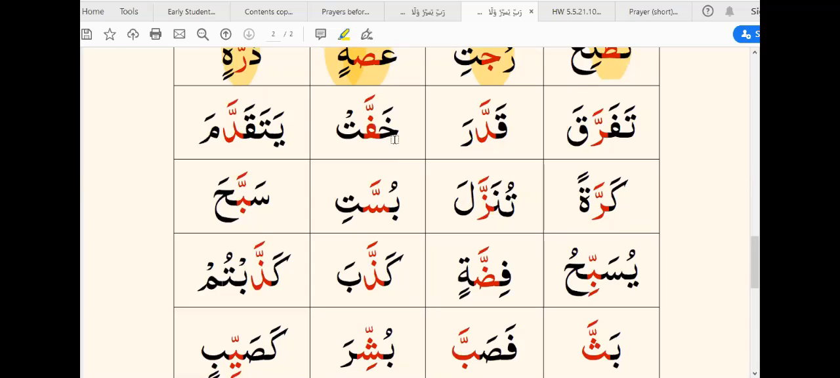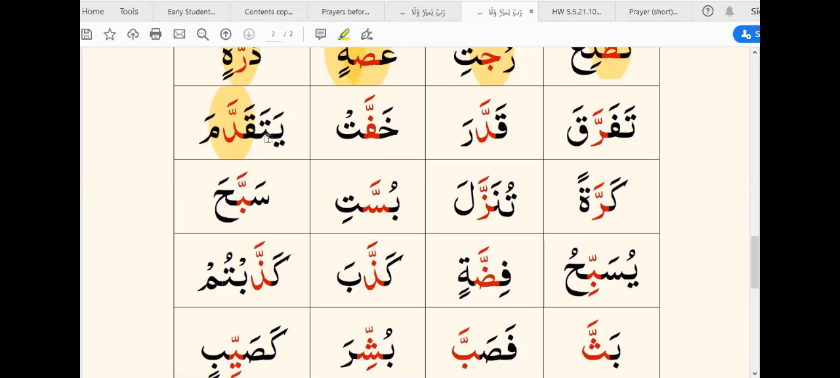So over here we have a sukoon. So we're going to join first letter kha with fa. Khaf. And then letter fa has a fatha, and then letter ta has a sukoon. Fat. Khaffat. Well done.